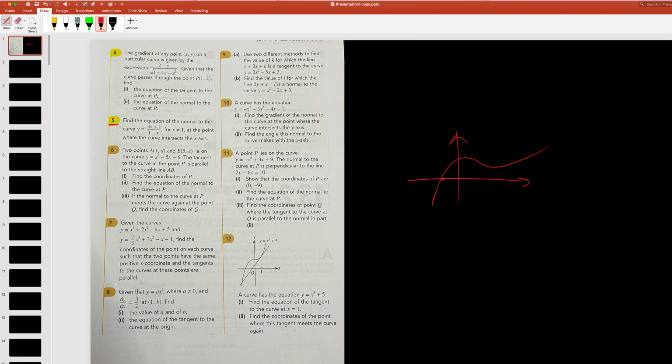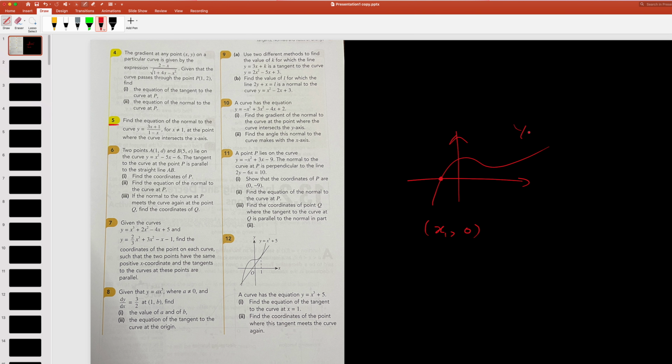So it intersects here, at the x-axis. So what's the point here? This point is where your y equals 0, but your x is something, so I call it x1. So how do you get x1?